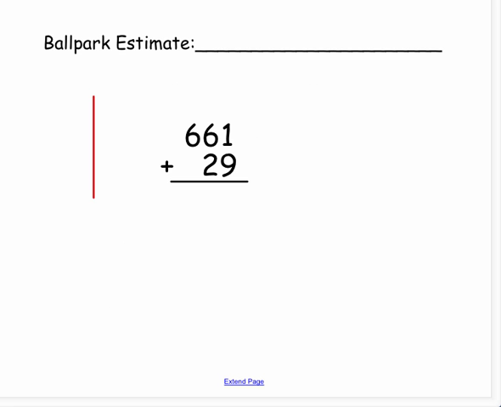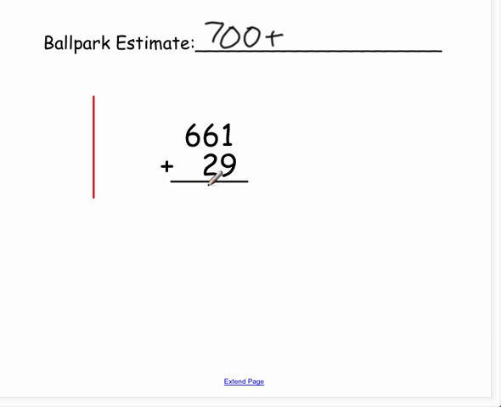Let's look at this problem. This is 661 plus 29. The first thing I need to do is make a ballpark estimate. I'm going to estimate to the closest hundred. In order to do that, I need to look at the digit next to it in the tens place. If this number is 5 or more, the hundreds is going to go up one digit. This number is 6, which is greater than 5. So this 6 in the hundreds place is going to change one higher into a 7, and the other two numbers turn into zeros. 700 plus.